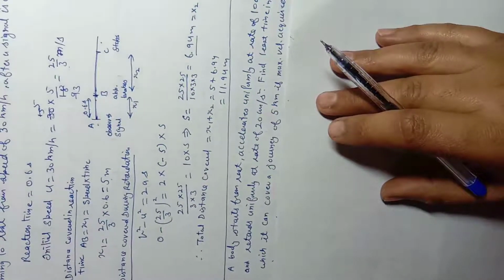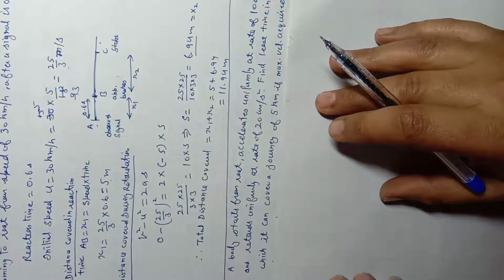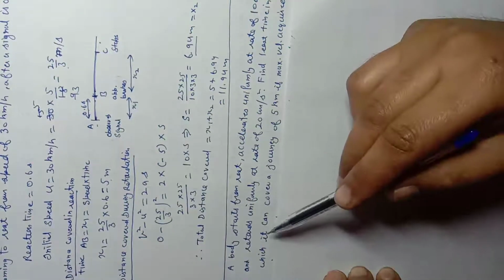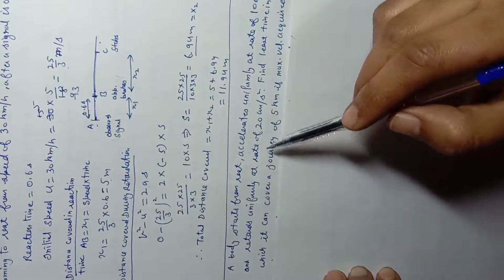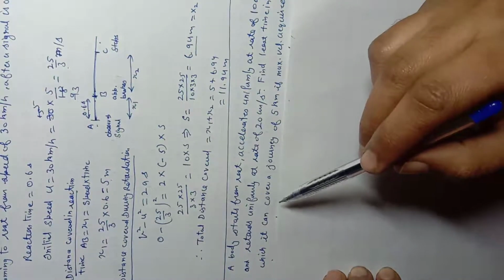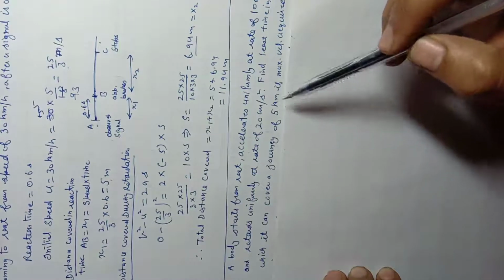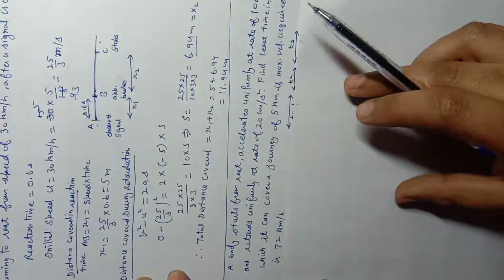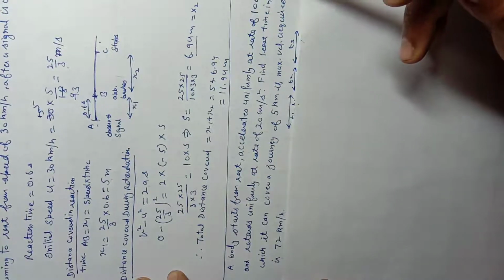A body starts from rest and accelerates uniformly at a rate of 10 centimeter per second square, and then retards uniformly at a rate of 20 centimeter per second square. Find the least time in which it can cover a journey of 5 km if the maximum velocity acquired by the body is 72 km per hour.